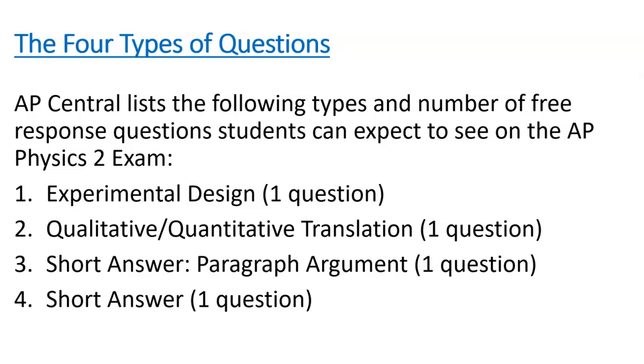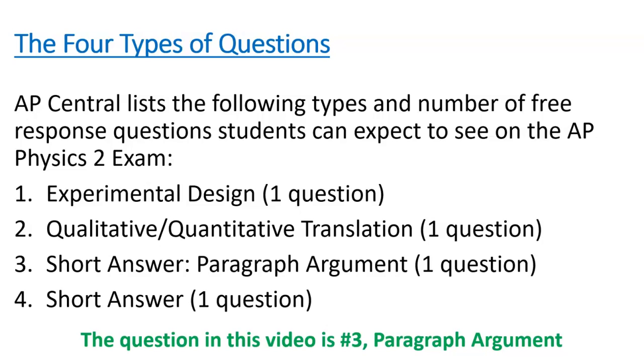According to AP Central, students can expect to see the following 4 types of questions on the AP Physics 2 exam. There will be 1 question on experimental design, 1 on qualitative to quantitative translation, 1 paragraph argument or paragraph length response, and 1 short answer question. And the question in this video is type number 3, the paragraph argument or paragraph length response.